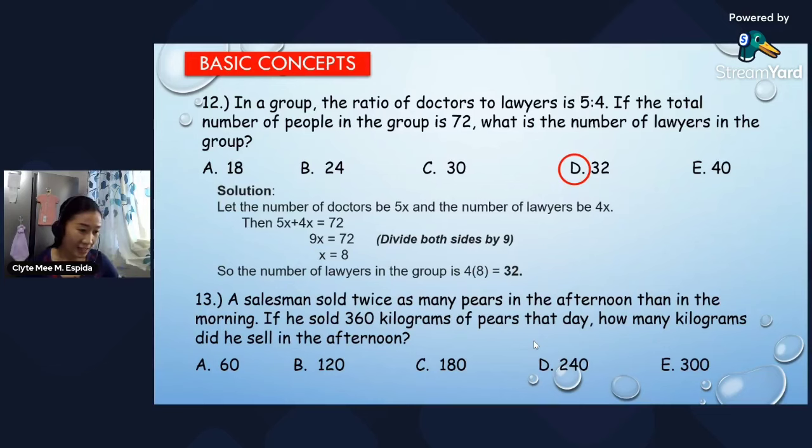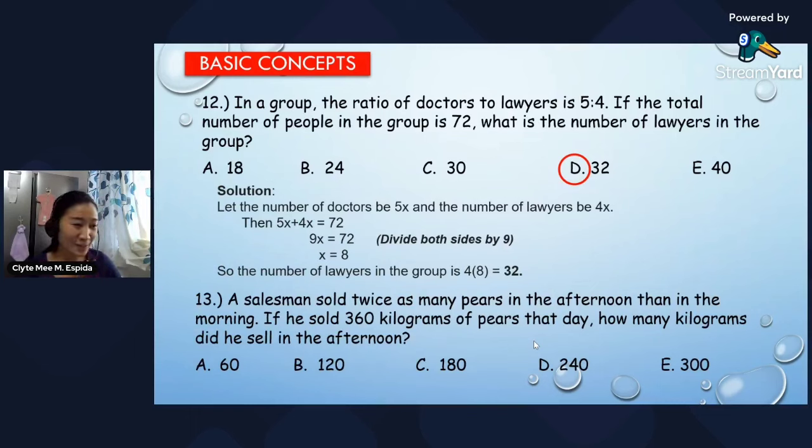Okay. So your answer, Jason, is letter D. Sure. Letter C. D. B. John Paul C. Okay, D pala. Akala ko morning, sorry.